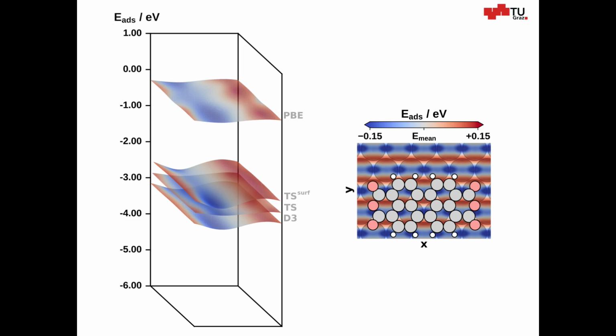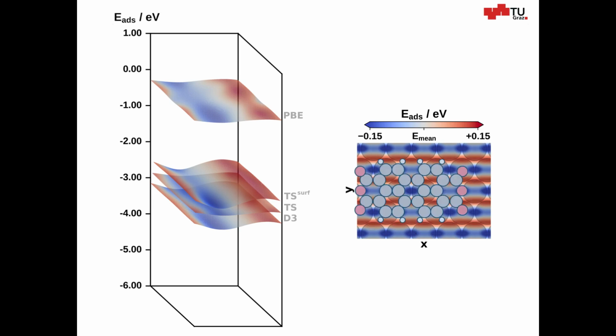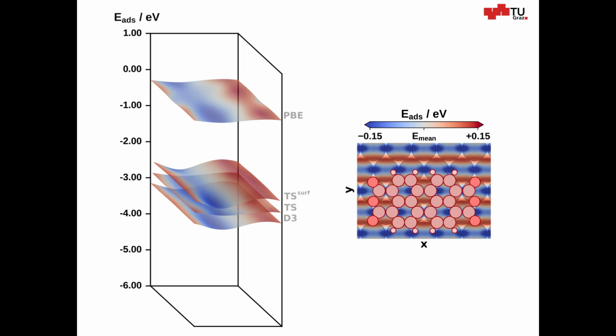Now, the reference point for the molecule on the potential energy surface is the molecule's center of mass. So if we put this onto a blue spot, the molecule sits in an energetically favorable position. And if we put the center of mass onto a red part of the potential energy surface, the molecule obviously doesn't want to adsorb there.